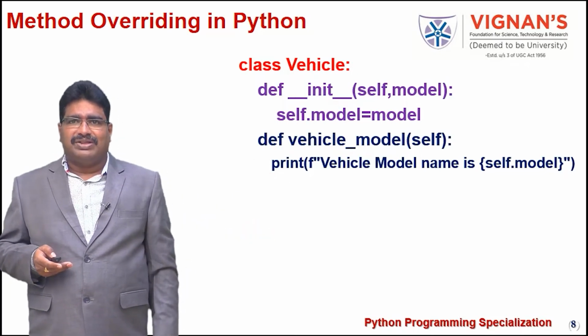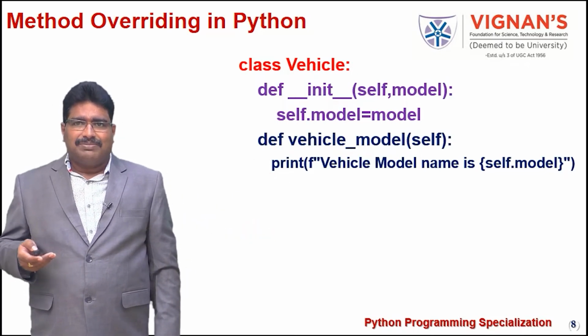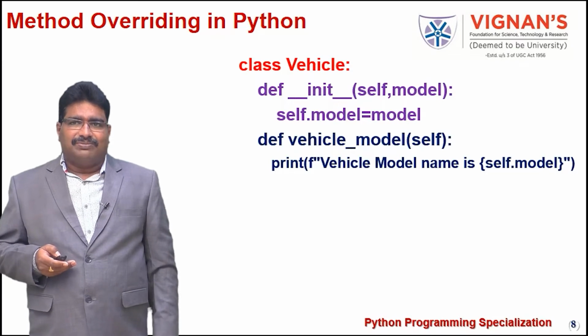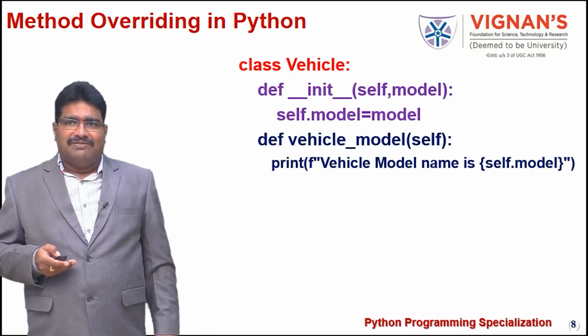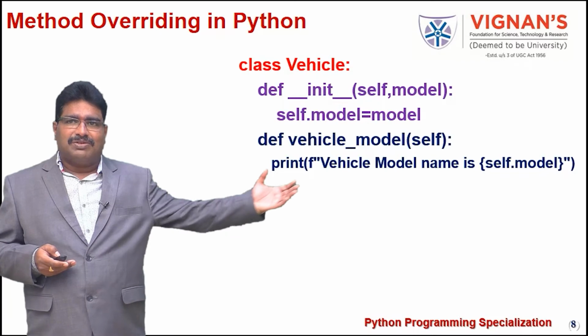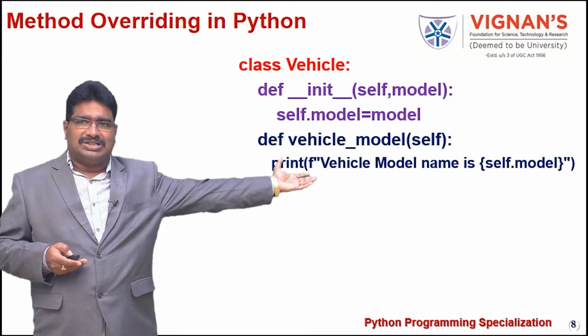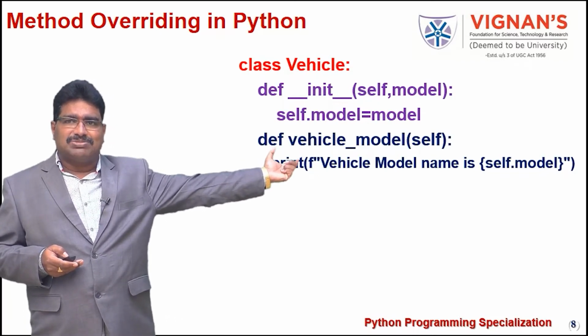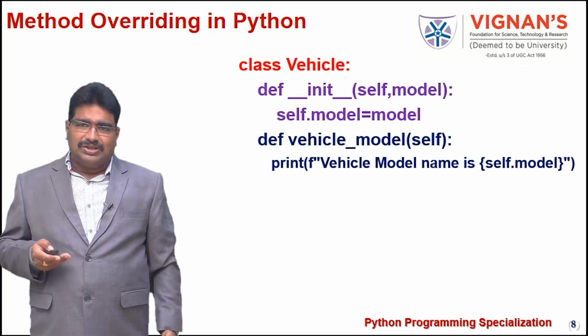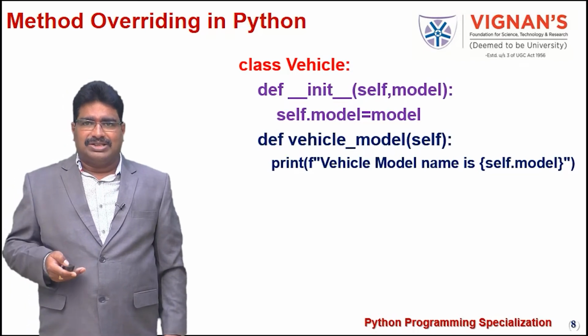Similarly, here vehicle model is one of the methods we want to define in the base class, and the vehicle model simply displays the vehicle model name, that is, the name of the particular model we want to display, the self.model. It simply displays the particular object's model value on the screen.